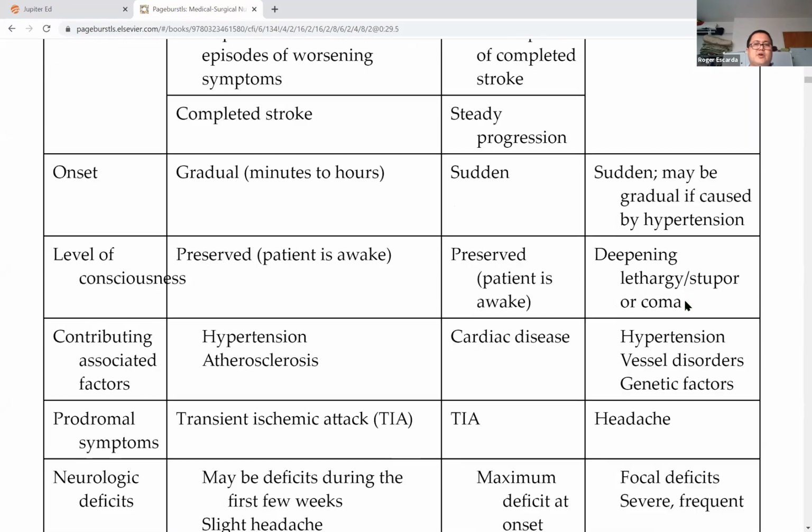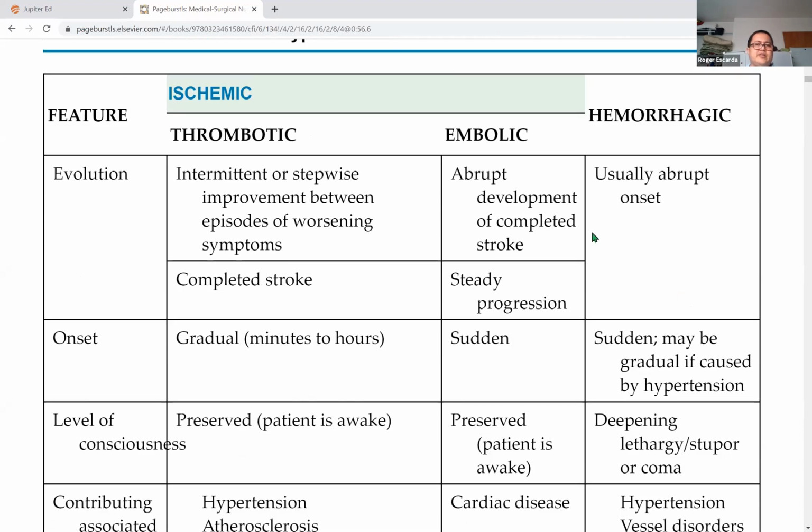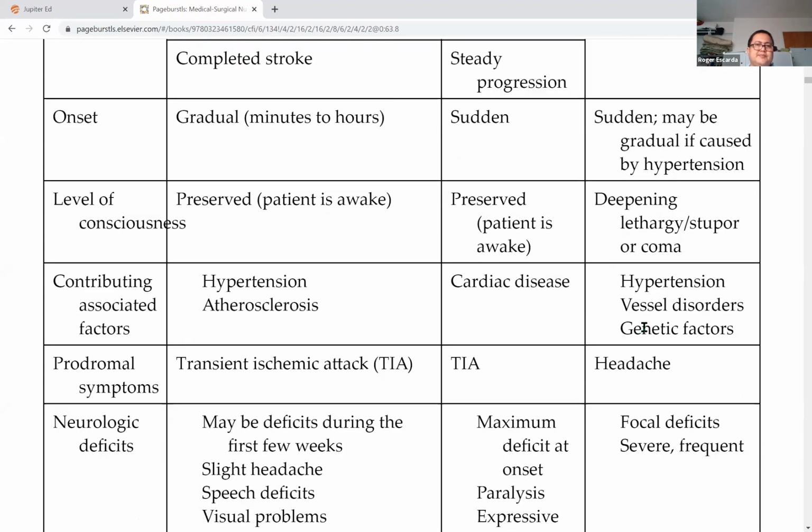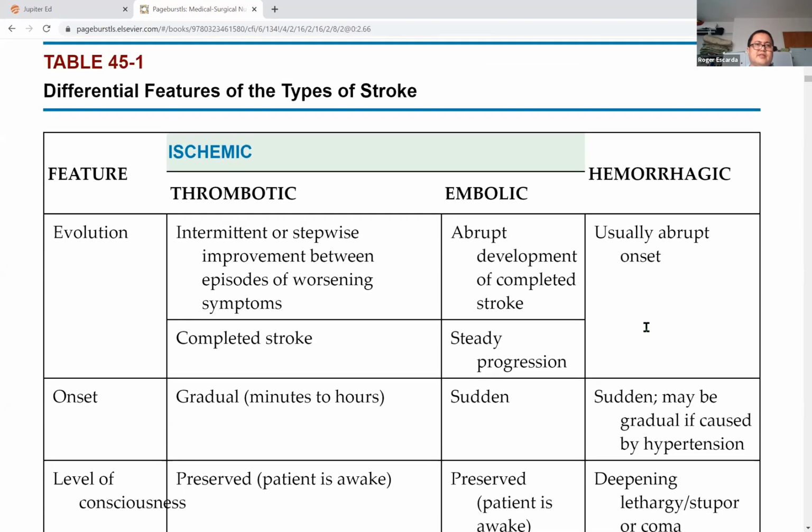Any question on this one? I won't read the whole thing. Okay, you read the rest of the table.